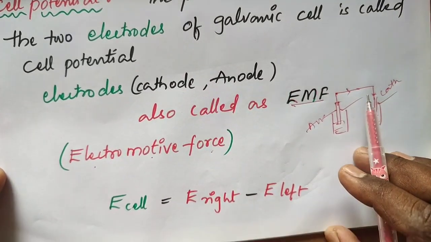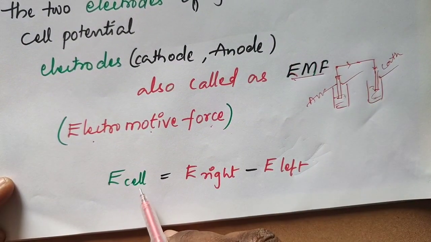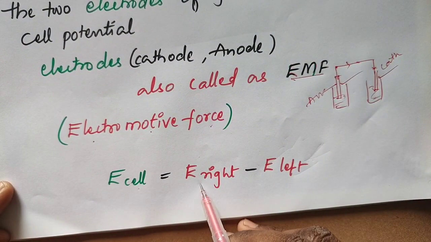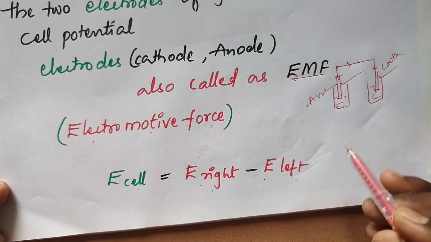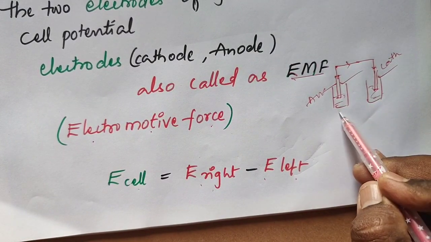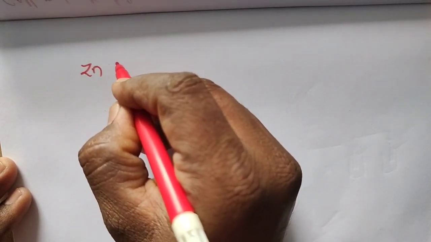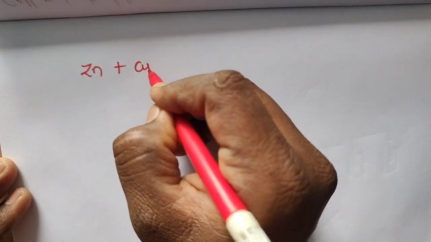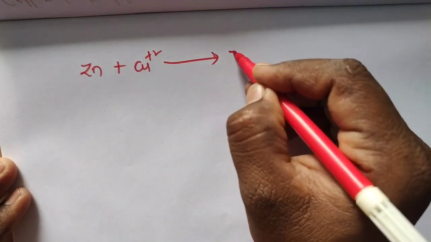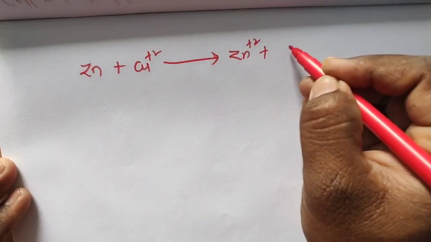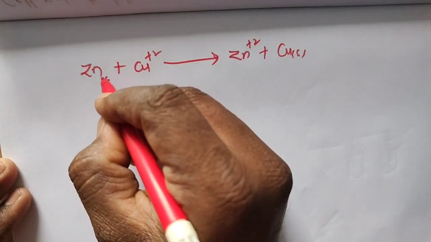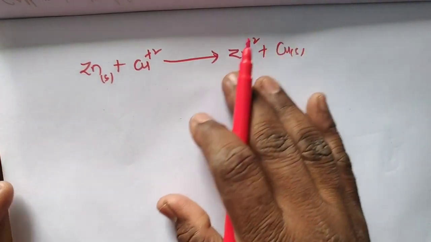And we write E cell equal to E right minus E left. That means cathodic minus anodic. Now the cell reaction in this electrochemical cell: Zn solid plus Cu plus 2 gives Zn plus 2 plus Cu solid. So this is Zn solid, and this is the reaction.